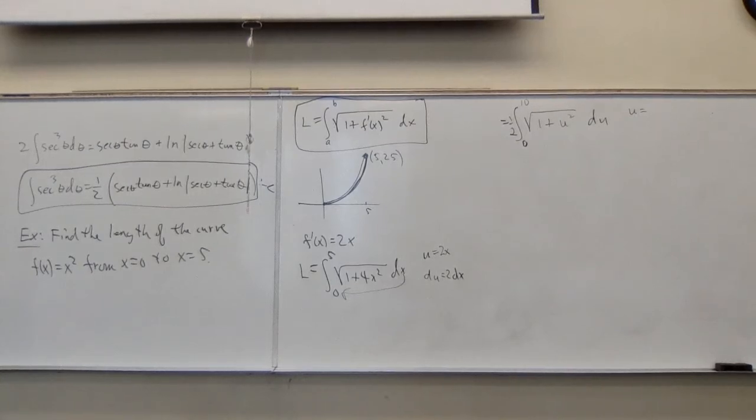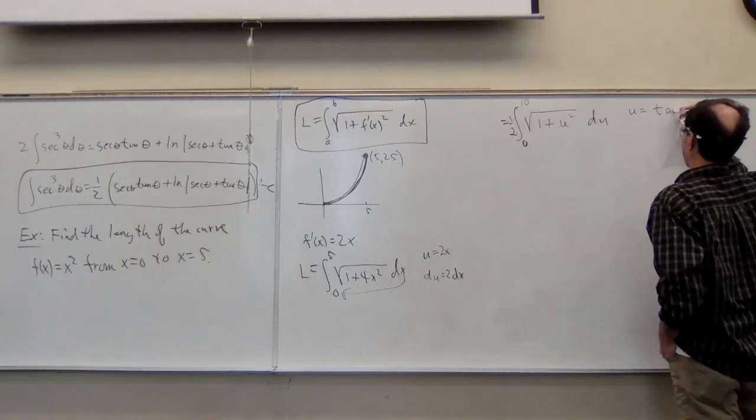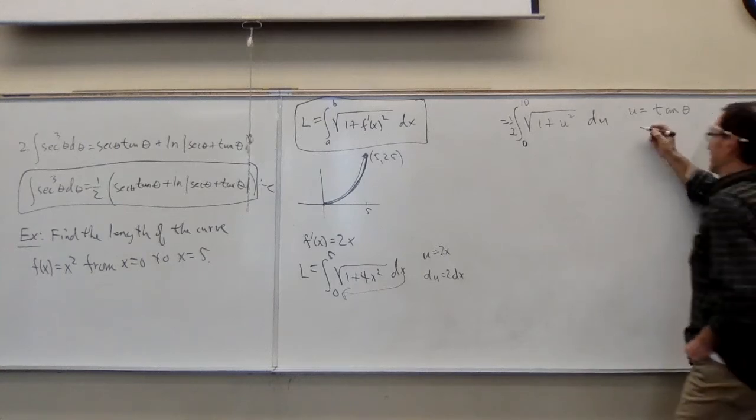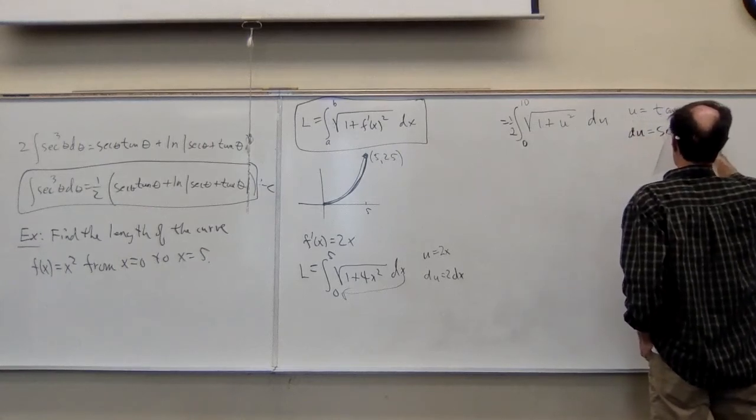Did you say tangent? Yeah. Now you said some other stuff. Case 3, we let u be tangent theta. Our constant is 1. If the constant was 4, it'd be 2 tangent theta, right? But the constant is 1. And then du is secant squared theta d theta.